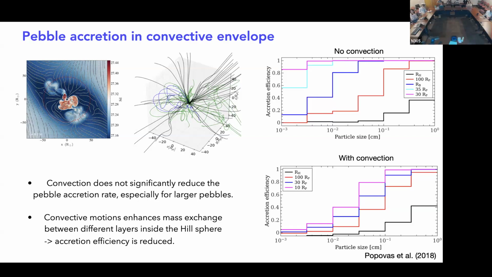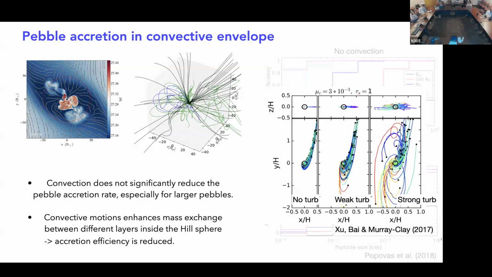But if you think about the accretion efficiency, because convection also brings in many more particles, it's something divided by a large number of influx. That's why, if you look at the accretion efficiency, it's highly reduced.